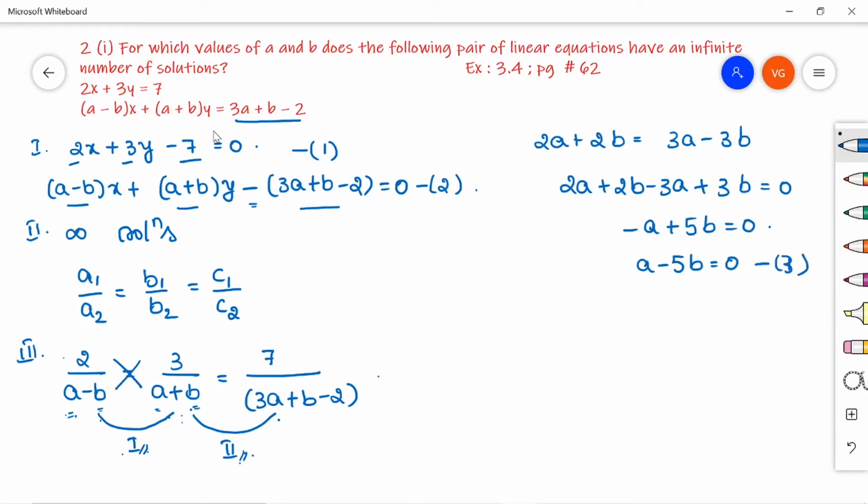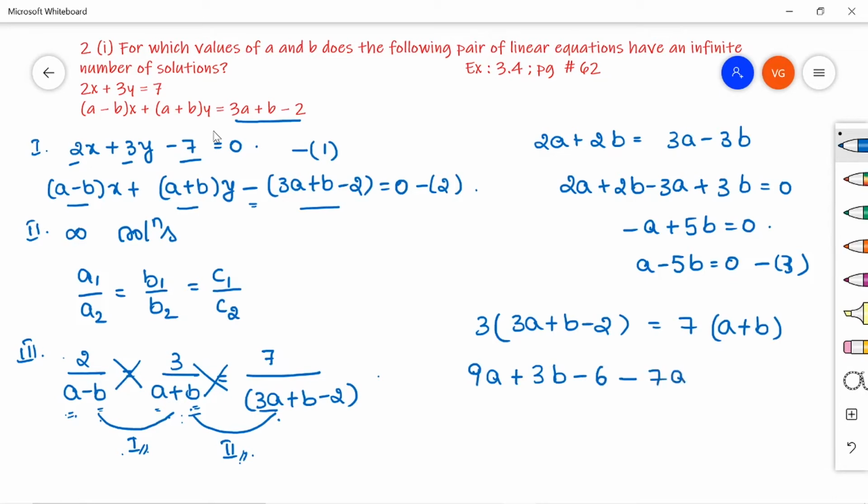Already 1 and 2 are over. Now compare these two. Again take cross multiplication. 3 times (3a plus b minus 2) is equal to 7 times (a plus b). Now bring all the constants to one side and variables to one side here. 9a plus 3b minus 6 minus 7a minus 7b is equal to 0.